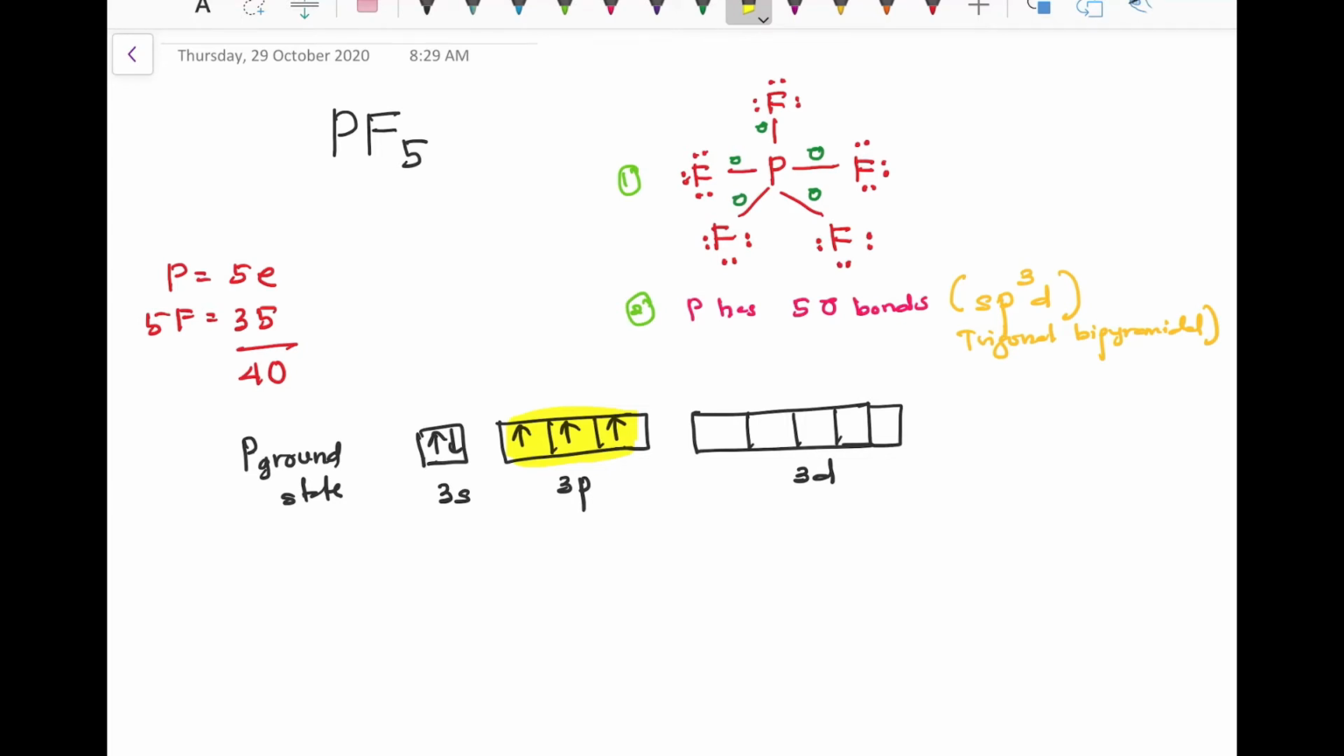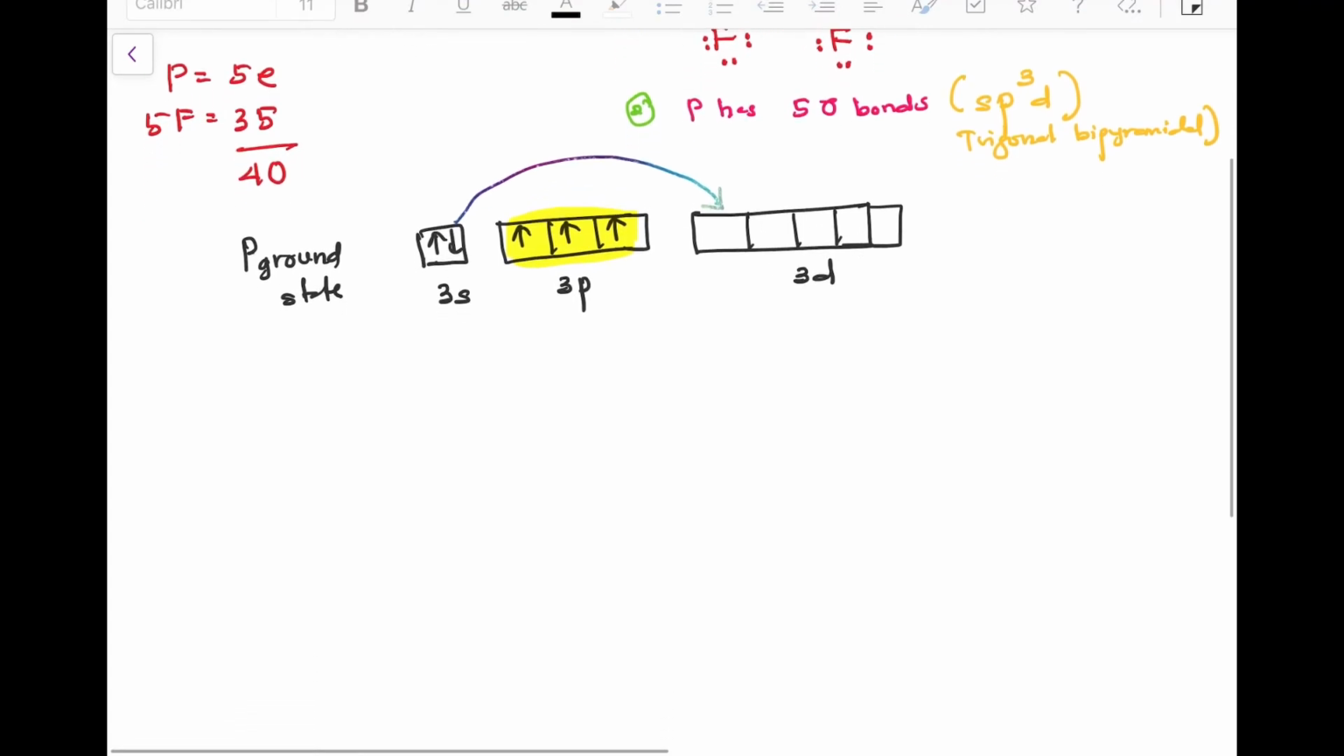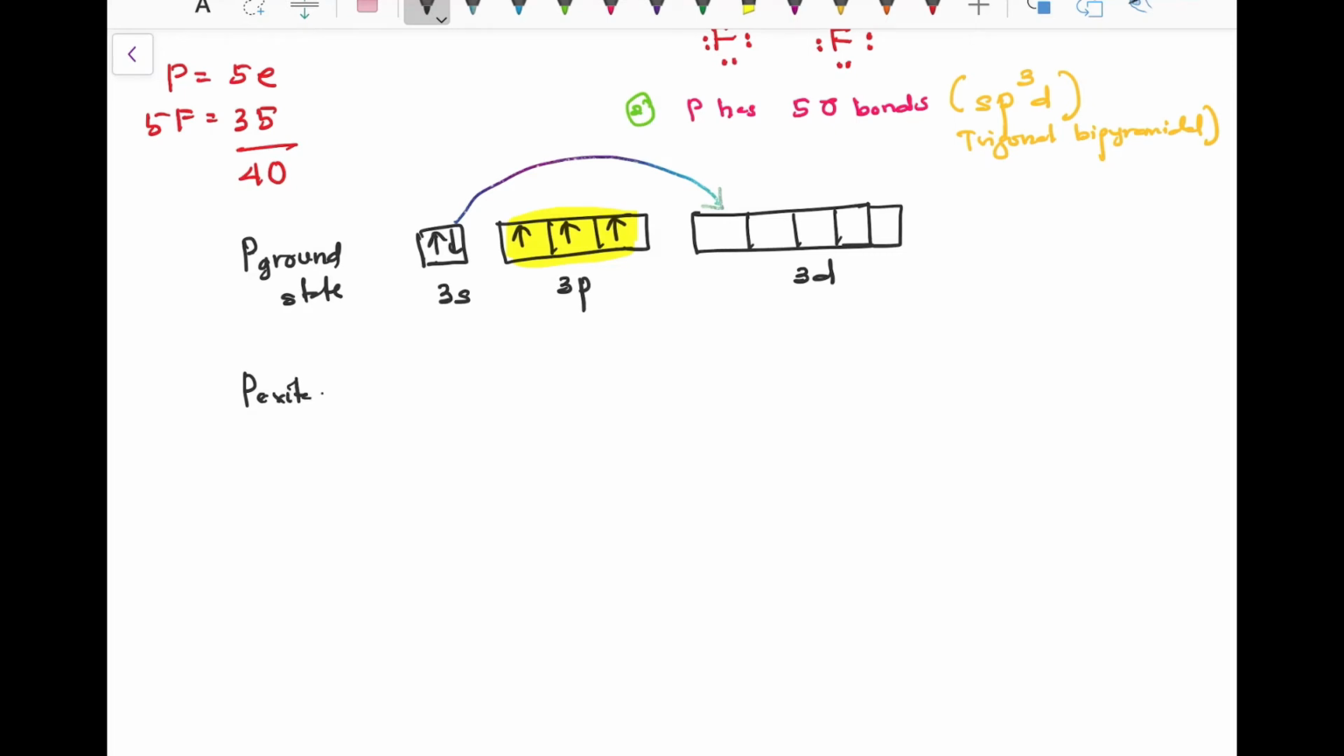So to make it happen, we have to excite one of the electrons here to the 3d orbital. We cannot excite to 3p because the 3p orbitals are all half filled. So we can excite to the 3d orbital. So what is the result after the excitation? You will have the phosphorus excited state.